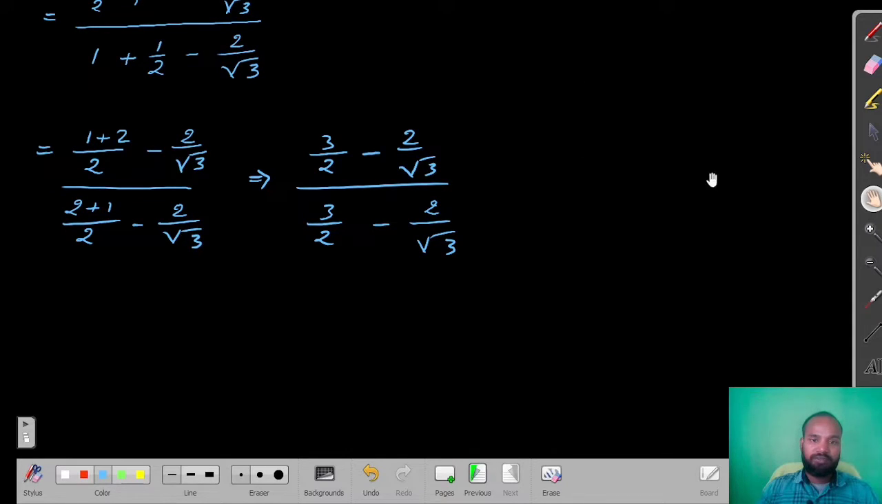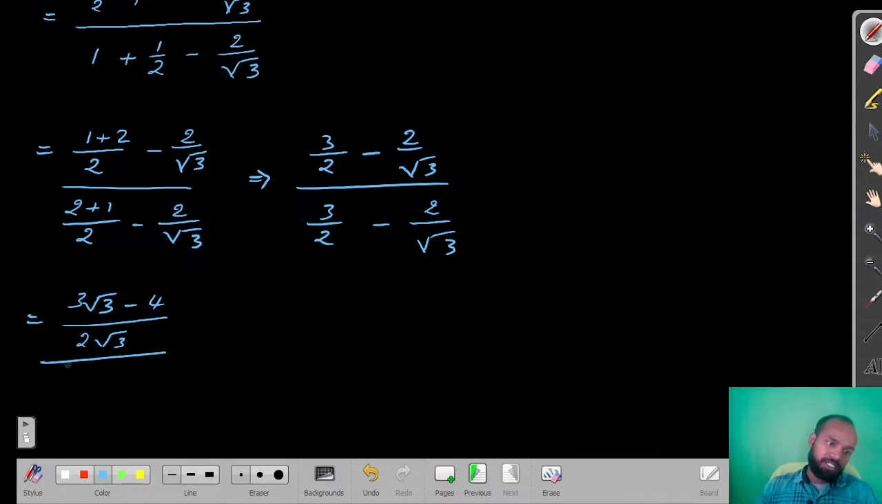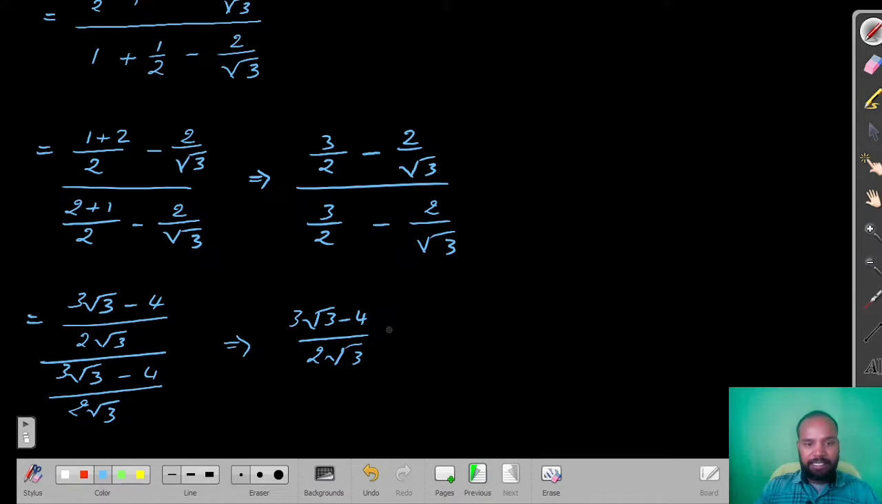So we get here, just cross multiply this one: 3 root 3 minus 4 by 2 root 3, by cross multiply here, 3 root 3 minus 4 by 2 root 3. Then 3 root 3 minus 4 by 2 root 3 into 2 root 3 by. You already know how to reverse this. Why are we reversing? Because we are doing multiplication here. Then 3 root 3 minus 4. Am I clear?